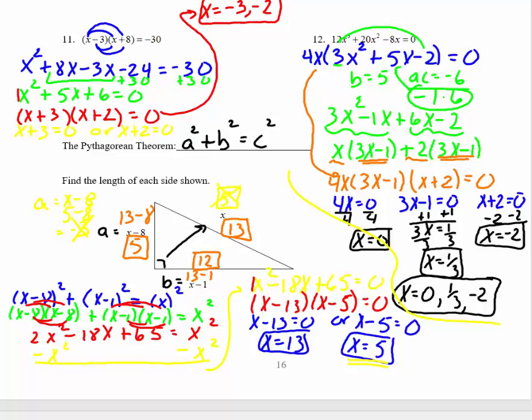So make sure when you do this problem, if you get two answers, you have to check both answers. We'll keep x equaling 13 because it was okay with the other sides. We can't keep x equaling 5 because it makes one of the other sides negative, which does not work.